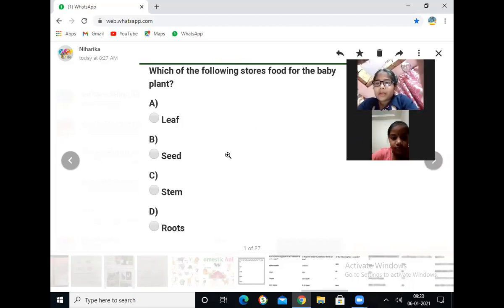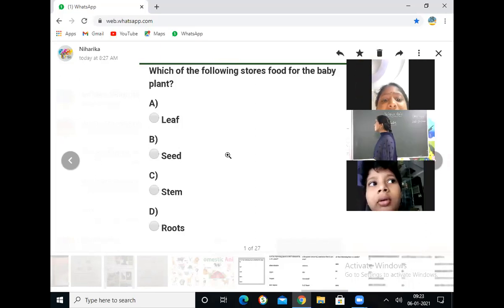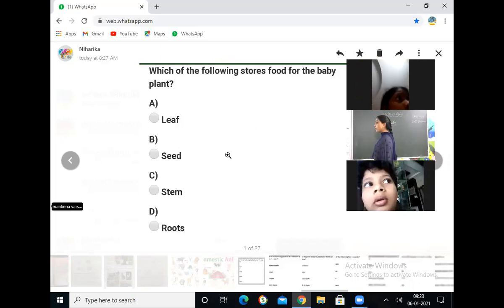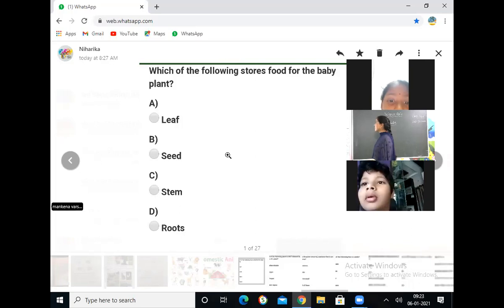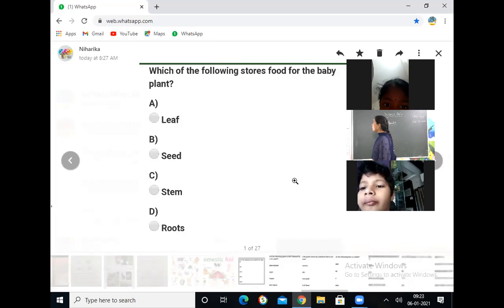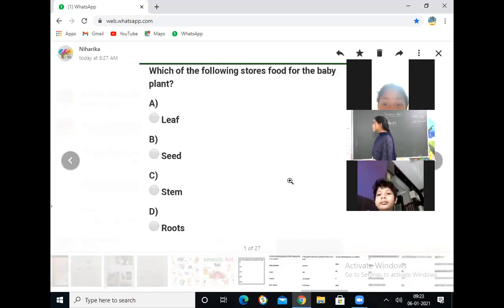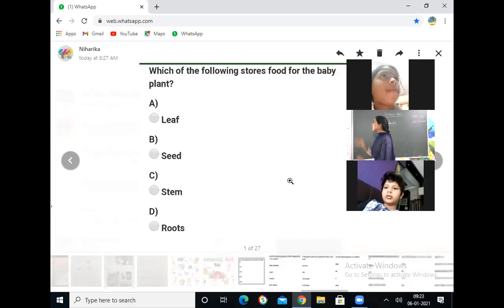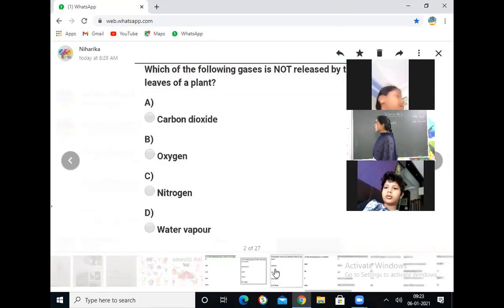Guess the answer, anyone of you? Seed, teacher. Oh, very good, Srivalli. You told the correct answer. Seed will store food for all the parts of the plant as well as for the new plant also. Seed is the answer for the first question. Next question I am going to ask you.